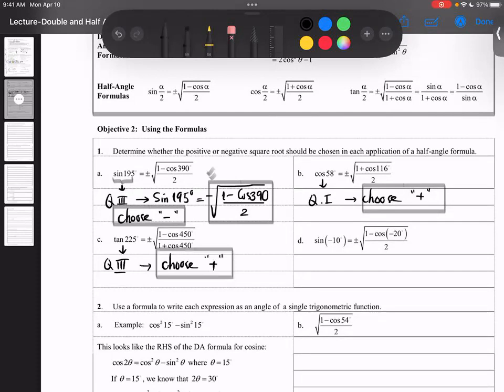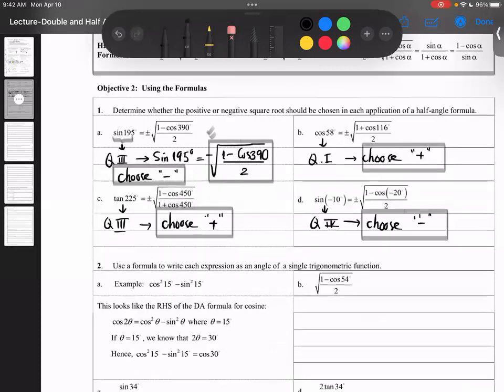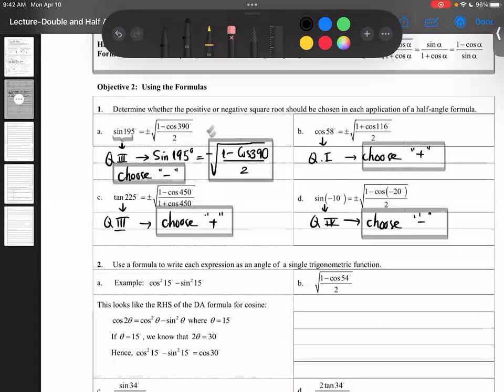And then the last one. That's the fourth quadrant, right? You go clockwise. So choose two negative. So far, so good. That's just prepping steps.